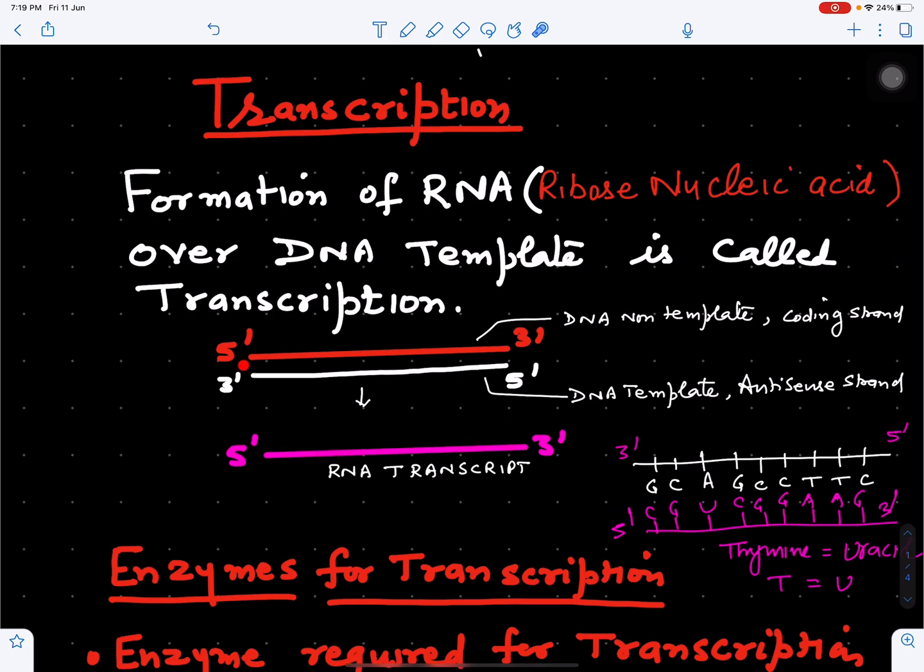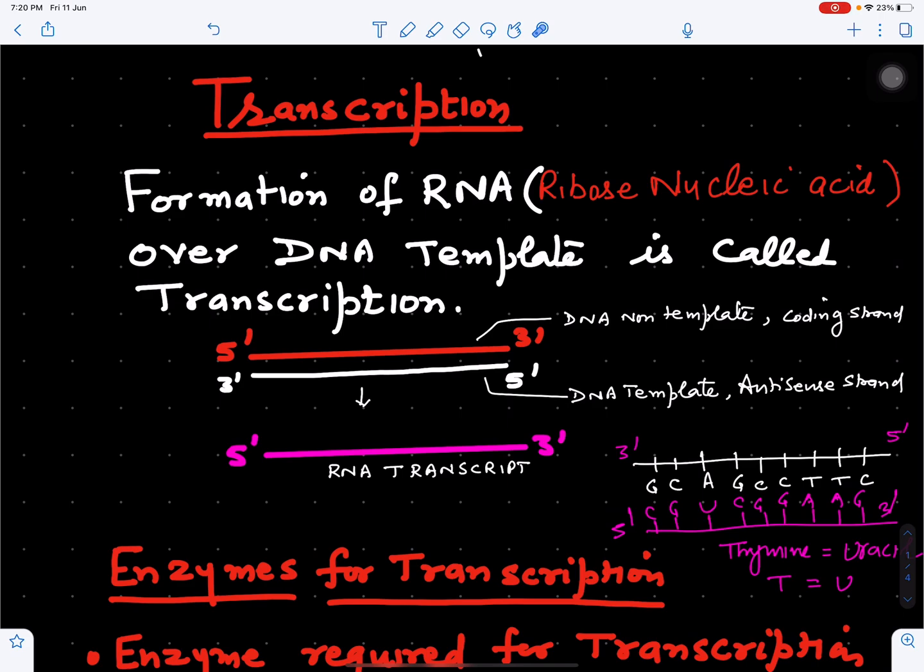DNA is double-stranded, RNA is single-stranded. If this strand of DNA is in the 3' to 5' direction, the RNA transcript will be produced in the 5' to 3' direction. Supposing this is the sequence on the DNA, GCA, GCC, TTC. Opposite to G, C will be produced, opposite to C, G will be produced, and opposite to A, U will be produced.